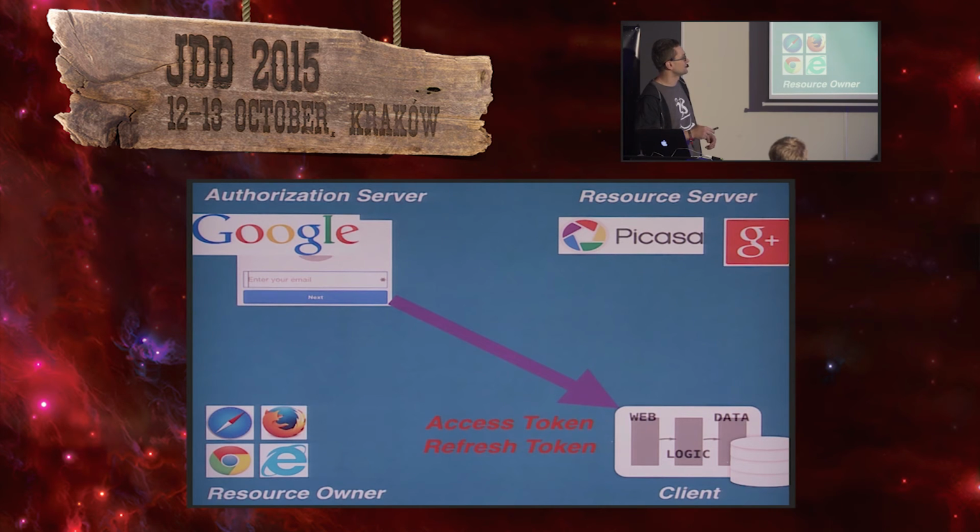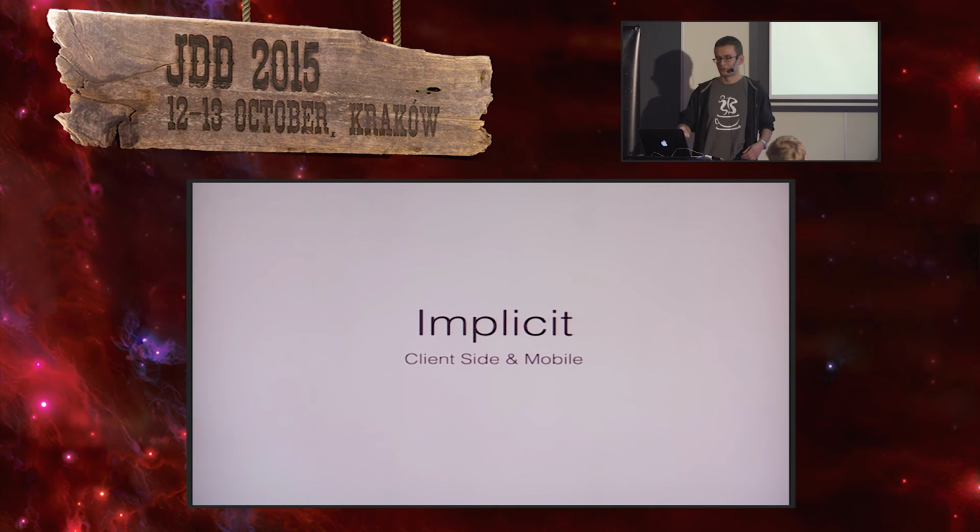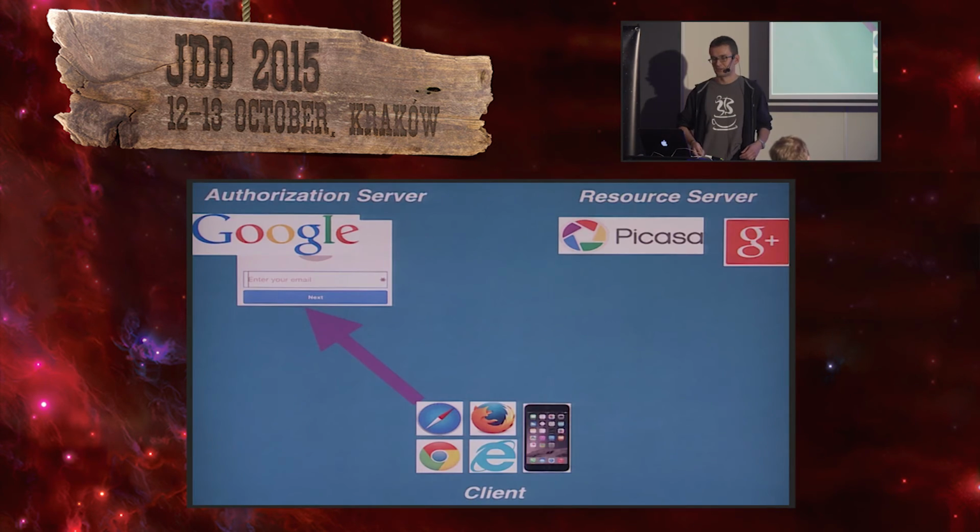So an access token is something short-lived, which you can use to access the resources. And a refresh token is something long-lived, which you can use to obtain a new access token. Then you use the access token to access the resources, and that's it. Implicit is much simpler because it's client-side, so we don't want to store things here. So we just, after authentication, obtain an access token and use the access token to access the resources.